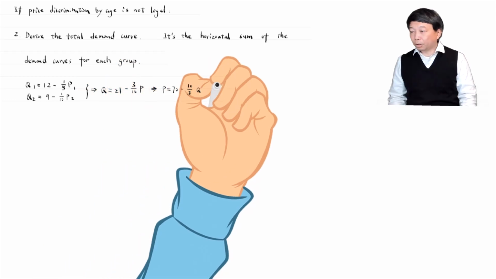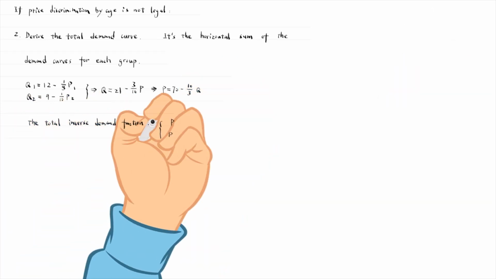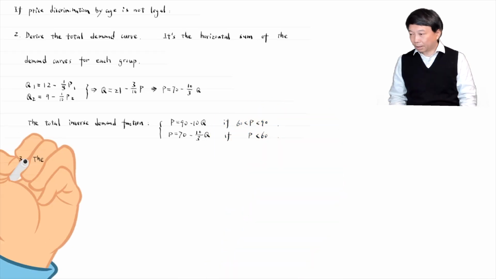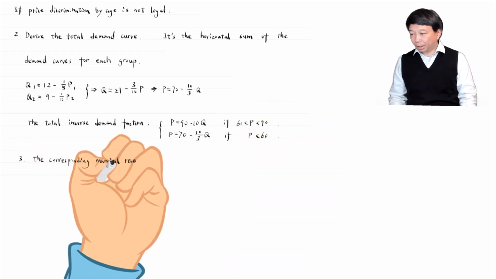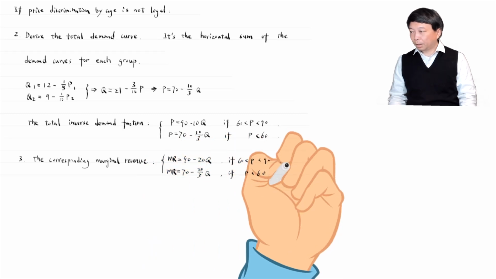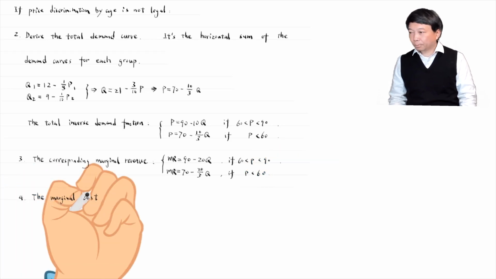Then we write the total inverse demand function. Next, we write the corresponding marginal revenue function. There is a kink on the curve at the price of 60. Finally, we find the output and price.